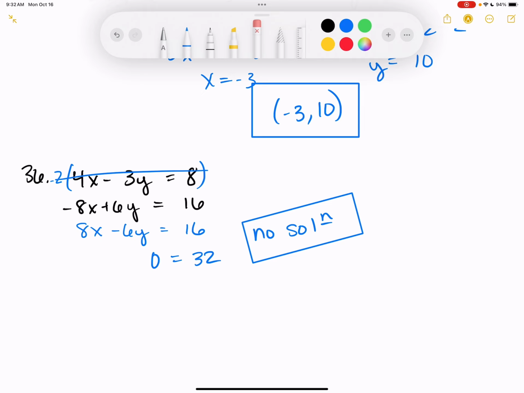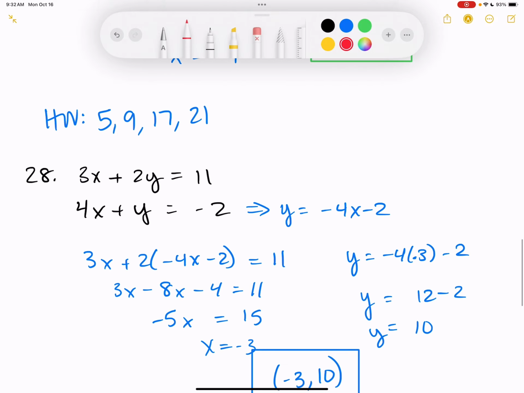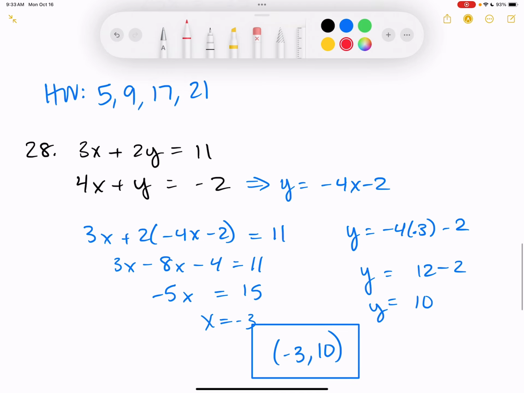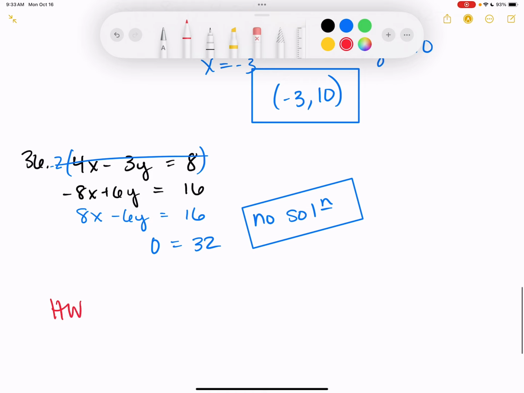So then to add on to what I gave you on Friday, Friday we had 5, 9, 17, and 21. And those ones, they tell you what method. These ones, 29, 31, and 35, you get to choose your method for these ones.